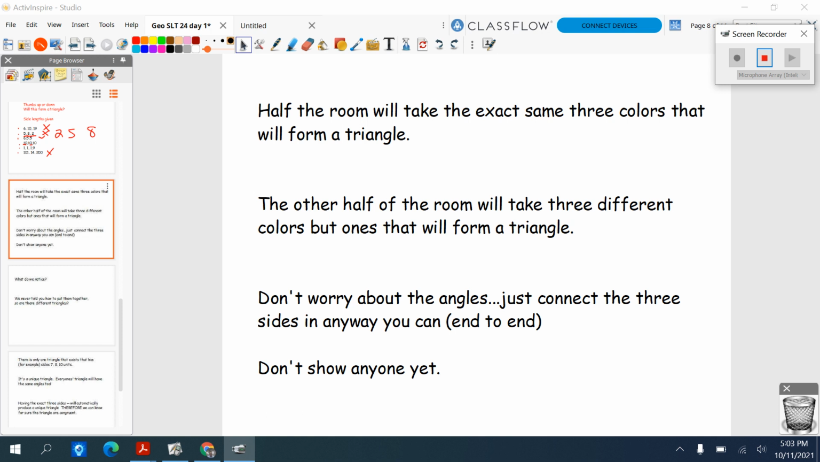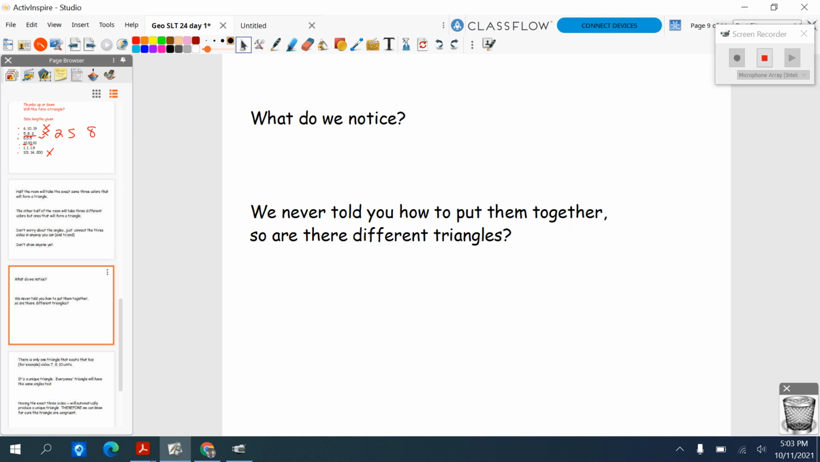So, what did we notice? Now, we never told everyone how to put them together. They were just 3 random sides, and you could have used any angles you want and just put them together. But obviously you had to use the 3 sides, so you had to connect end to end. Now, hold them up, and what do you notice about everyone's?